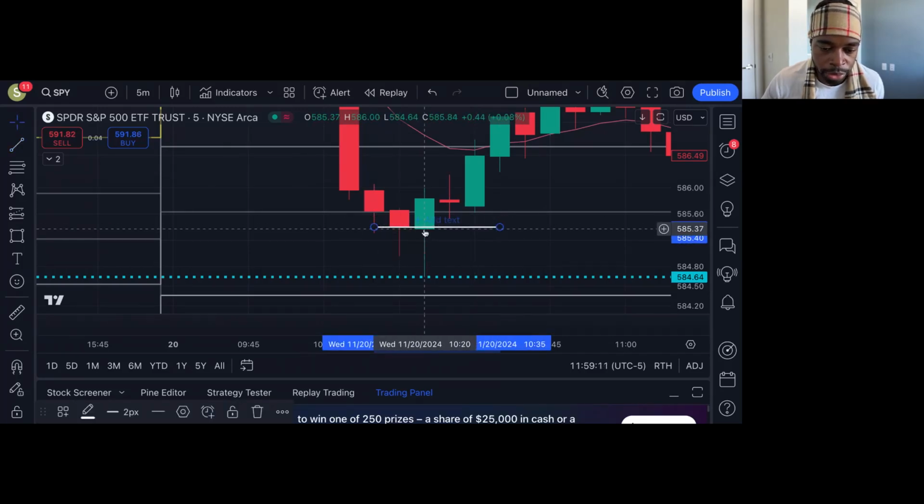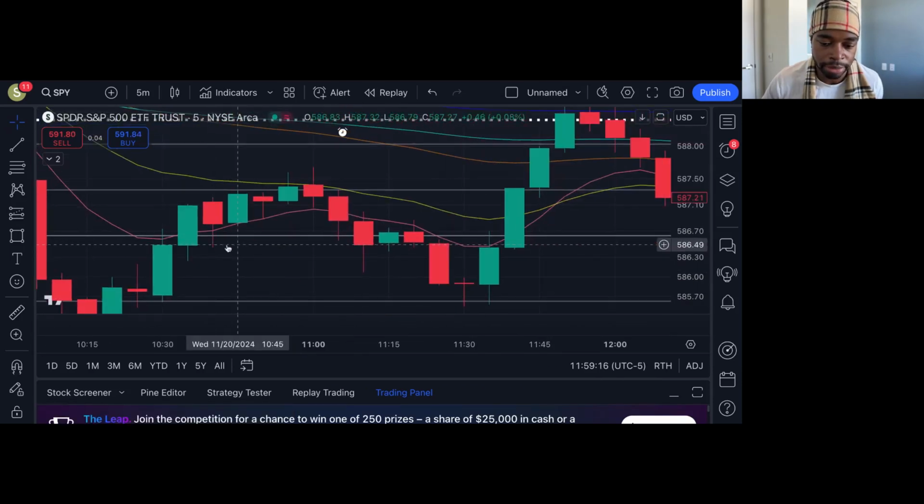And then a green bar pushes back up past the hold level. So we're probably going to go back to the upside. Okay, back to the upside.